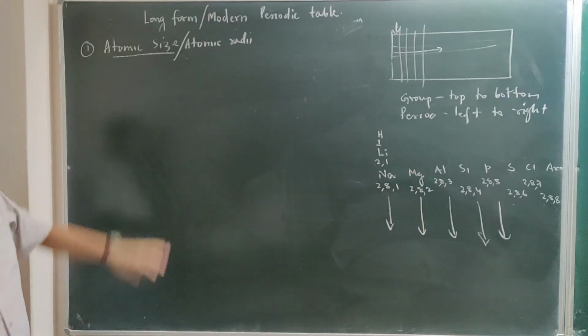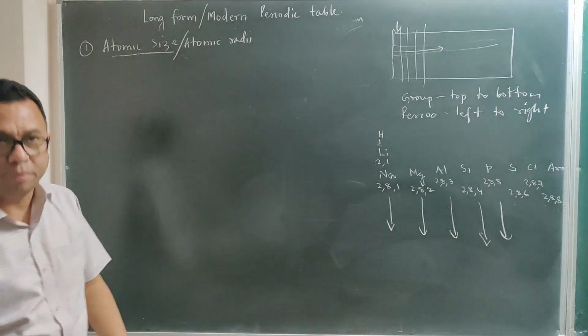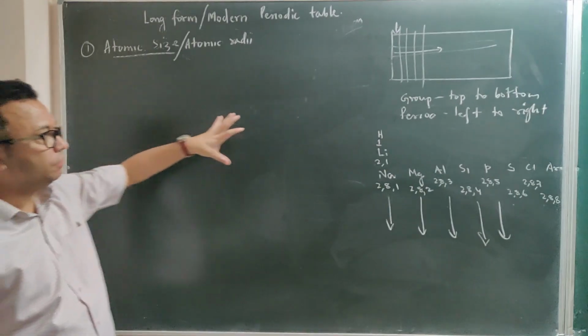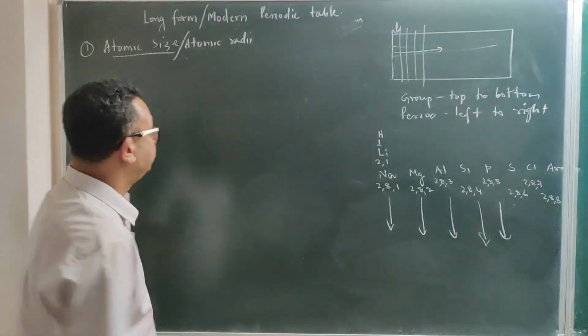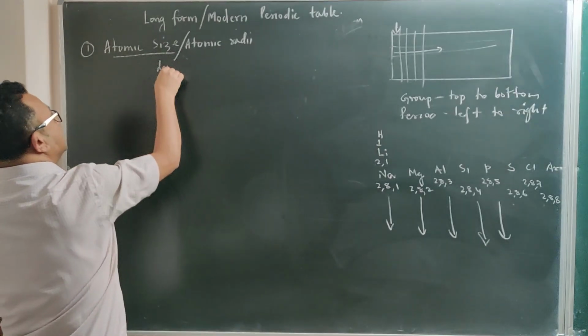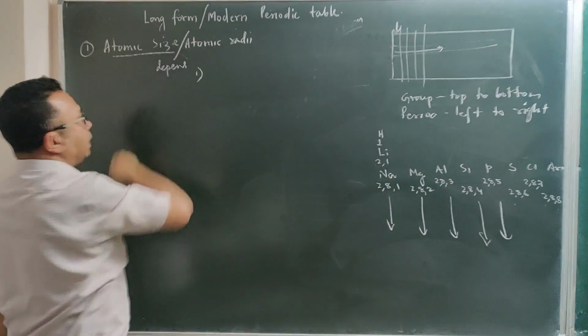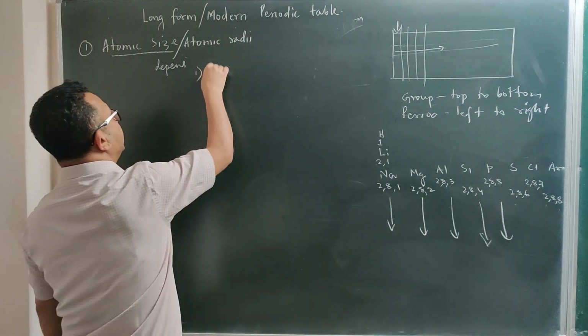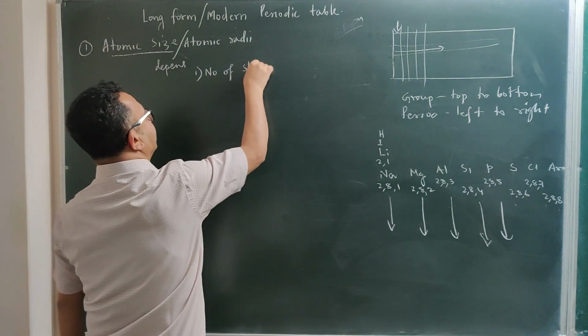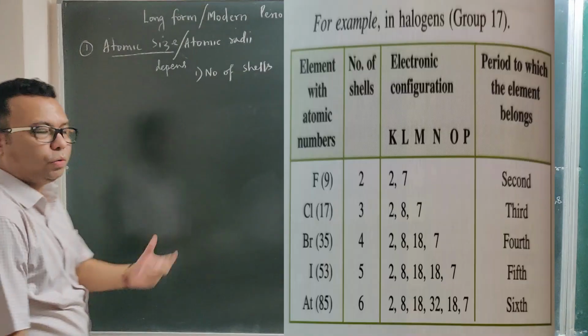Now again, coming back to atomic size or atomic radii, the size of an atom, bigger or smaller, depends on 2 factors. The first factor on which atomic size depends is the number of shells. Now don't forget, what do we mean by number of shells?